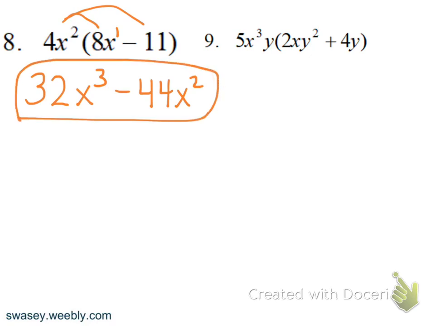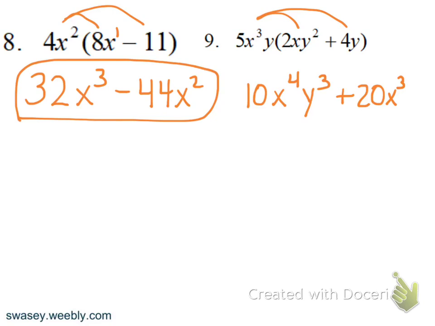Number 9, distribute 5x cubed y times 2xy squared. You get 10x to the 4th y cubed. Multiply on the same base, add exponents. And then 5 times 4 gives us 20. We'll have x cubed y squared.